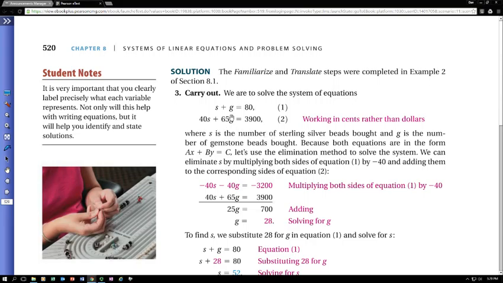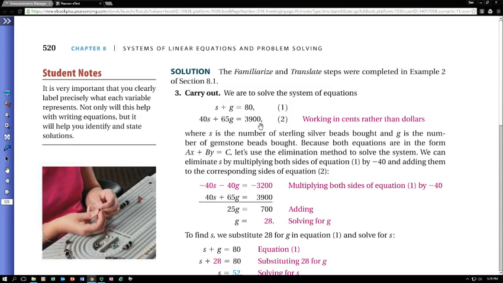There's a table that was generated that says, if I got the cost of the silver beads, it would be 40 cents times the silver beads, and the cost of the gemstone beads was 65 cents times the number of gemstone beads. And then they convert it and say, hey, rather than have cents and dollars being talked about, let's all use cents. So we got 3,900 cents to represent $39. There's my two equations.